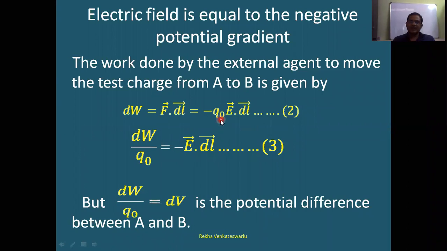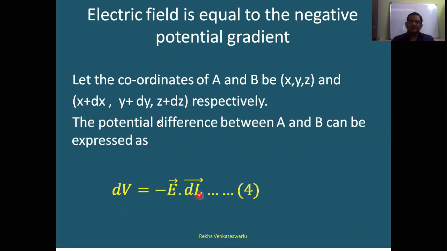From this, write dW by Q naught as the subject. On the right side you will get minus E bar dot dl bar, equation 3. But dW by Q naught represents the potential difference between two equipotential surfaces. We consider two equipotential surfaces, one surface at V and another at V plus delta V. Then the potential difference between these two surfaces is dW by Q naught equal to dV.